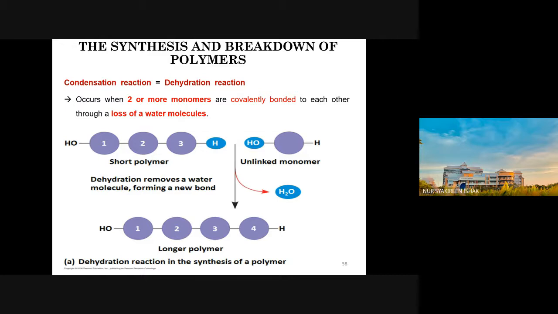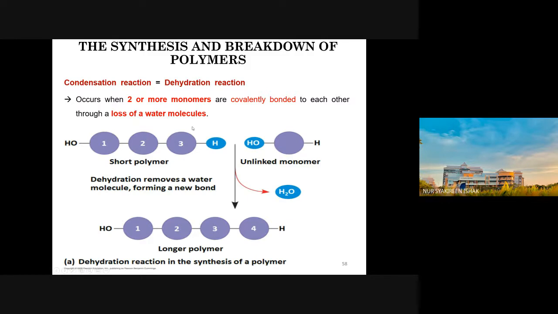Okay, condensation or dehydration. So daripada istilah ni, awak tengok dehydration, it means that the process involve the removal or the loss of water molecule. Okay, dehydration or condensation, tersejat kan, proses tu melibatkan terhasilnya air. Okay, so for example here, okay, you have a short polymer. So monomer 1, monomer 2, monomer 3 is already linked, okay, inside this short polymer through the formation of covalent bond. So the bond between the monomers in the polymer is covalent bond.